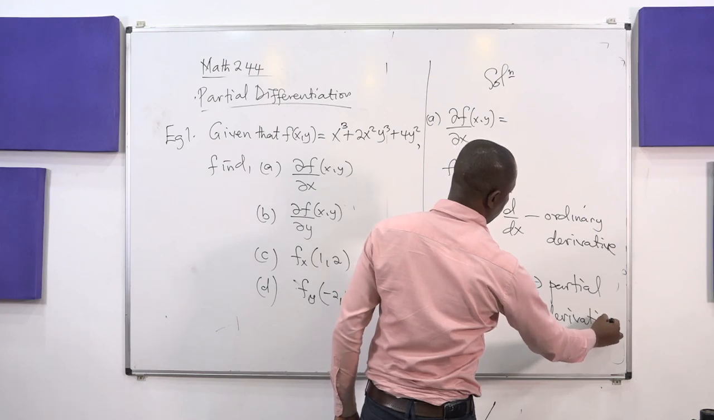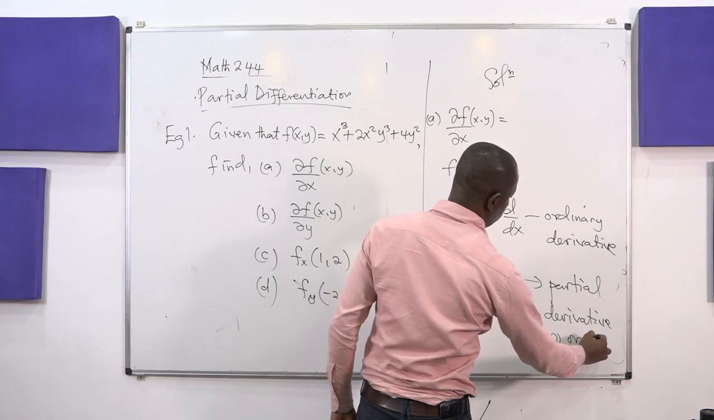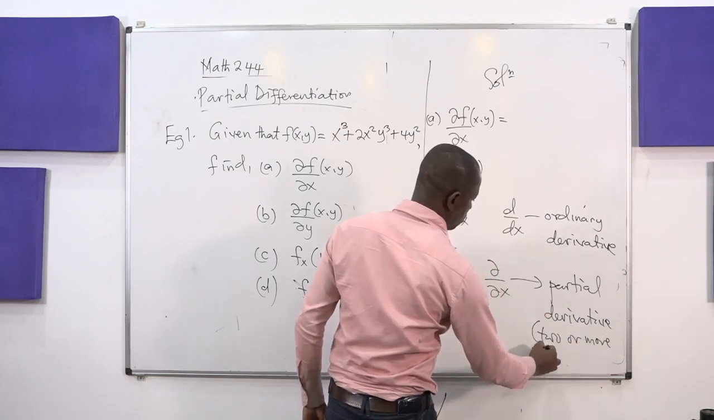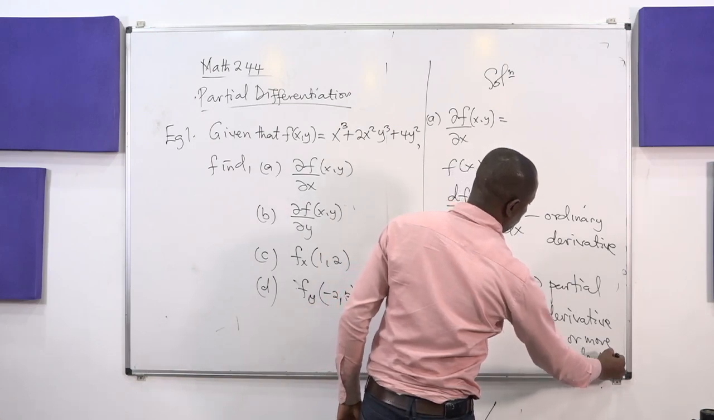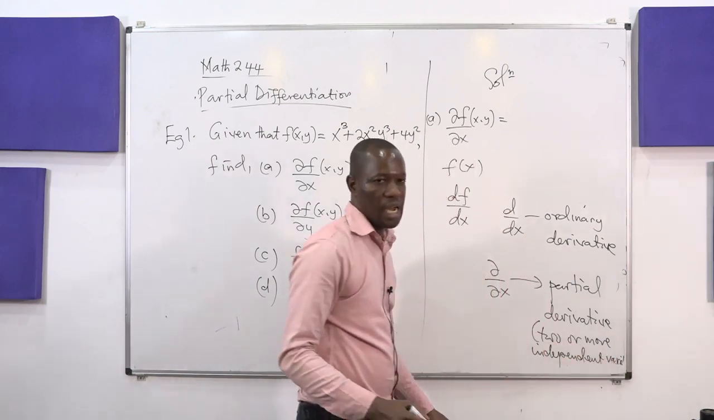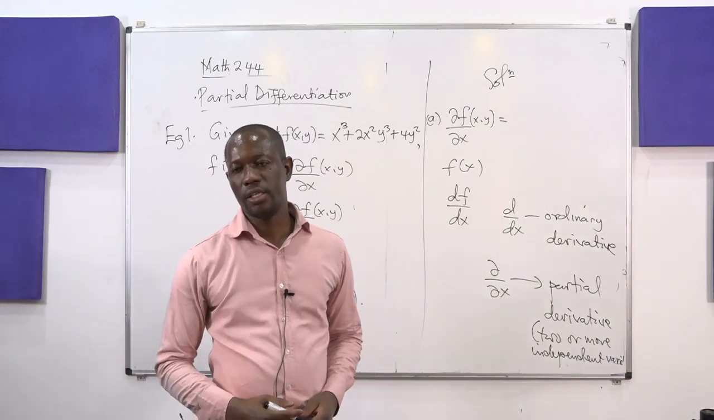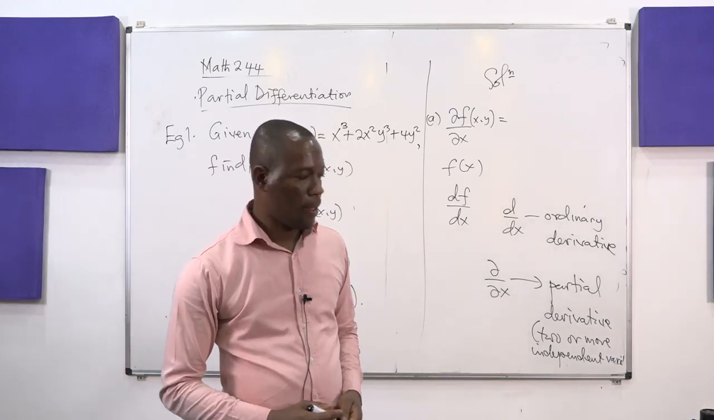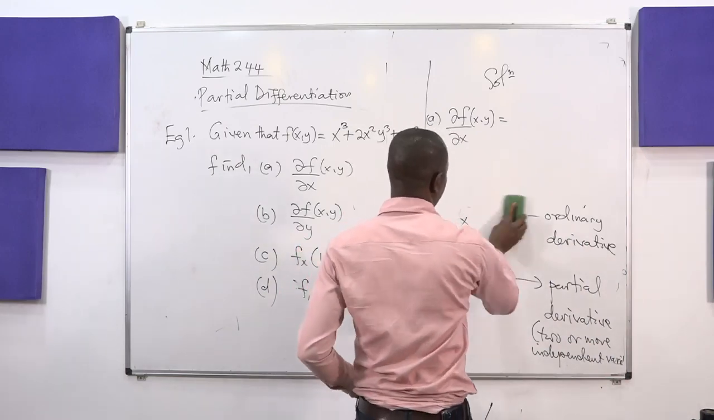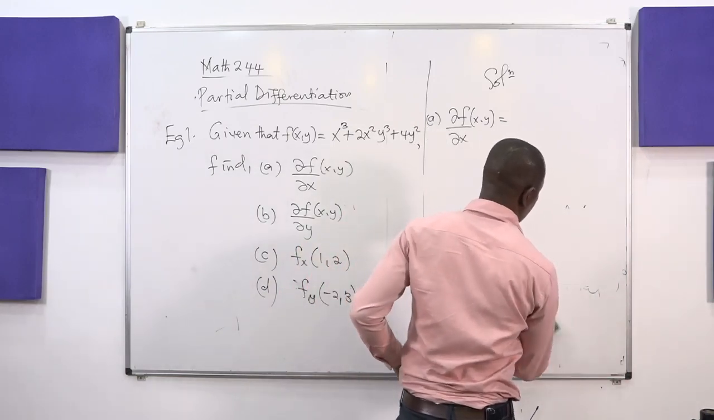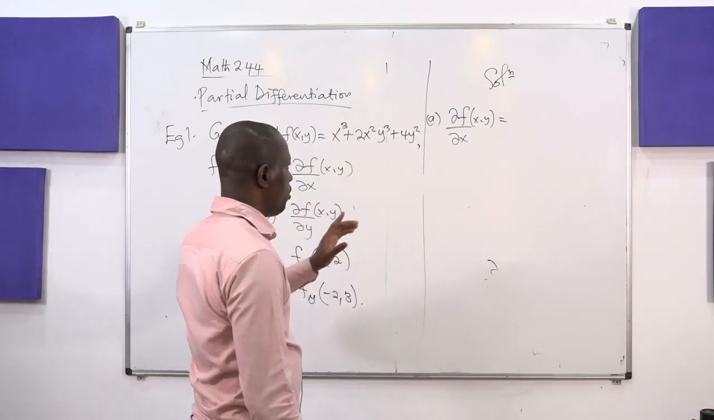And we use partial when we have two or more independent variables. In other words, partial is the plural, and ordinary is the singular. Do you get it? Yeah. So once we find the partial derivative, depending on the denominator, look at the denominator.